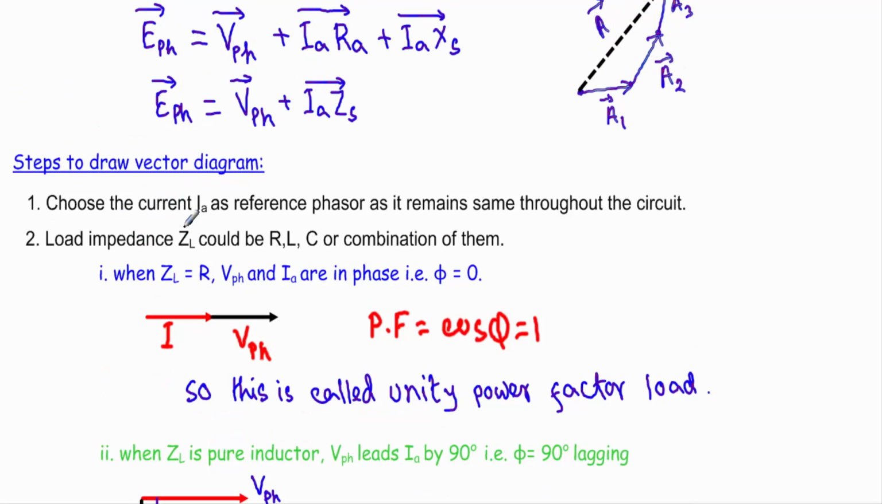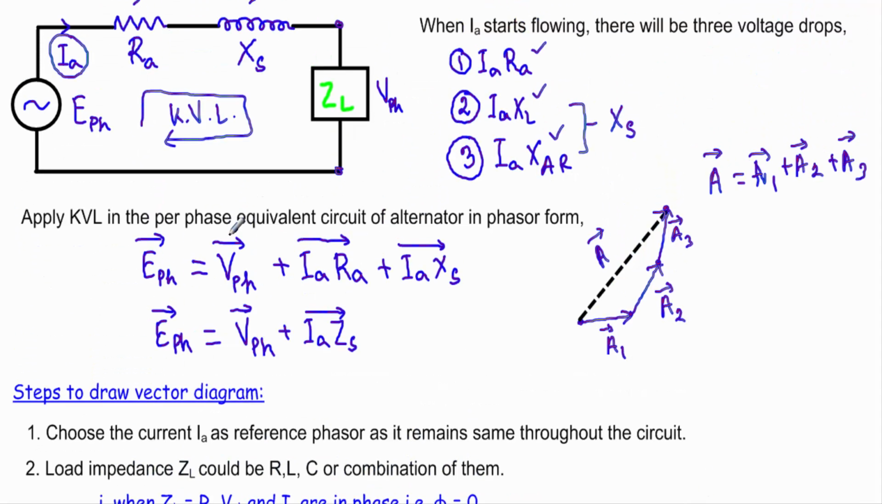Now the second step is that after taking the reference phasor, we have to draw the VPH. Now see, VPH is the voltage drop across the load. This load could be a resistor, a pure inductor, a pure capacitor, a combination of resistor and inductor, resistor and capacitor, or resistor, inductor and capacitor, or inductor and capacitor, whatever. Depending on the type of the impedance, I will get the phasor of VPH.